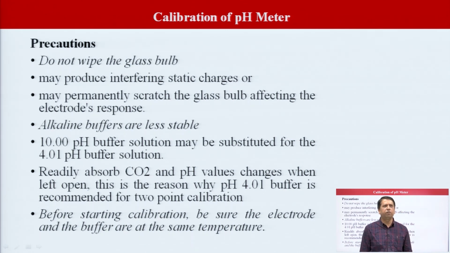First, do not wipe the glass bulb. It may produce interference static charge or may permanently scratch the glass bulb, affecting the electrode's response. Another thing, alkaline buffers are less stable. So, if alkaline buffers are used, they should be freshly prepared because they readily absorb carbon dioxide and the pH value changes if left open. That is why the pH 4.01 buffer is more suitable in the 2-point calibration.